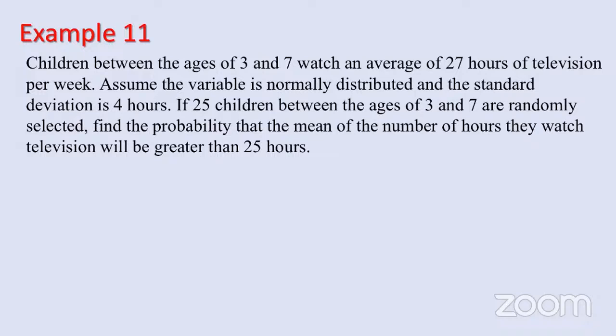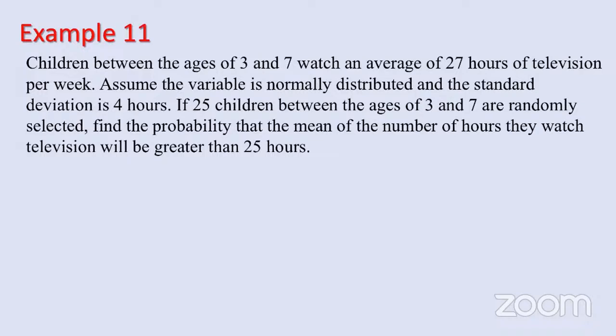And this is our first example. Children between the ages of 3 and 7 watch an average of 27 hours of television per week. That is general information, right? Information about the population of children in that age group. They watch 27 hours of television per week. Assume the variables are normally distributed and the standard deviation is 4 hours. So up to here, they are giving the information about the population, right?